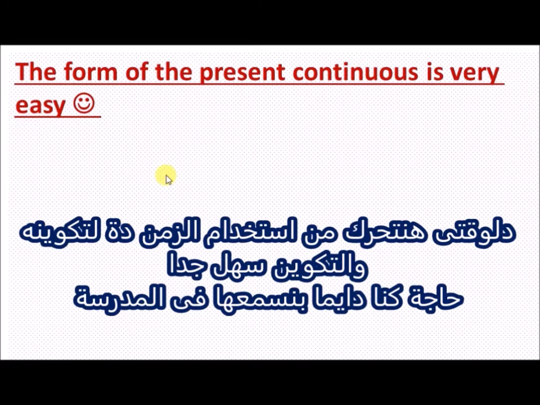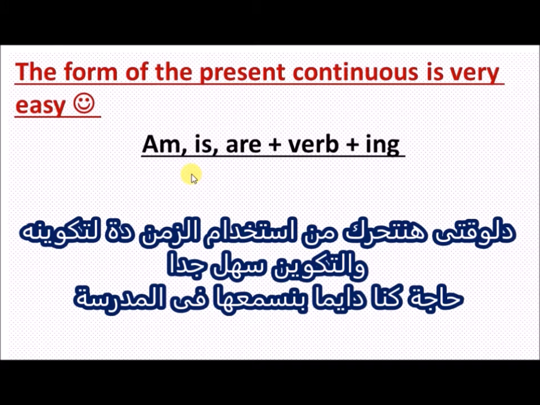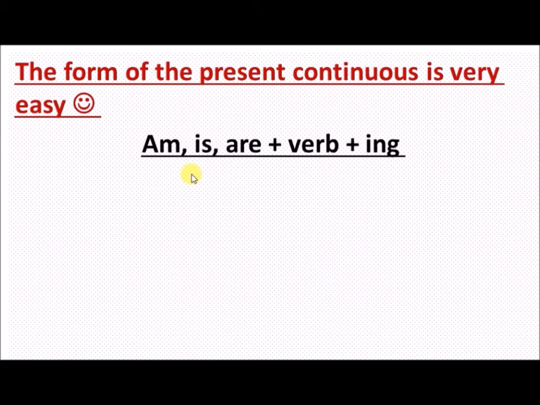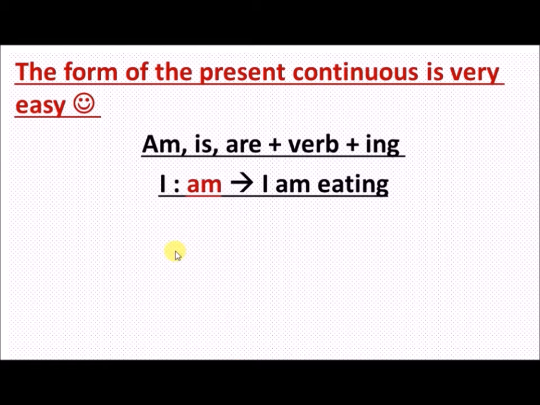Now guys, we're moving from the usage of the present continuous to the form, and the form is very easy. This is something that we heard a lot at schools. So we're saying am, is, are plus verb plus ing. So we must take care, guys, that if you're speaking about I, and this is in your conversation, not even in the exam, we use am and then we add ing to the verb. I am eating.